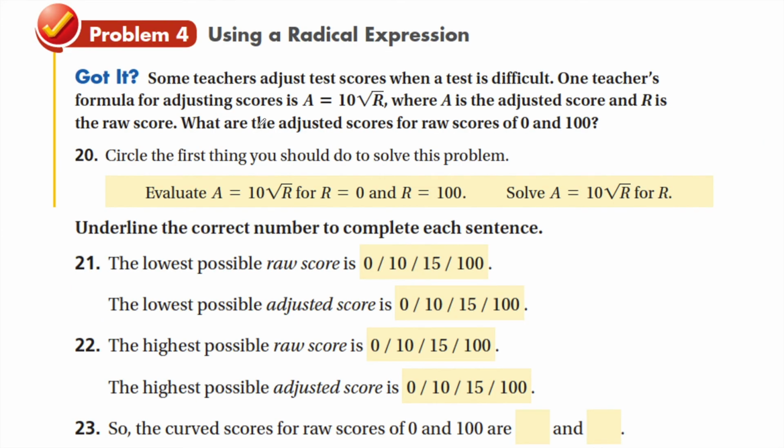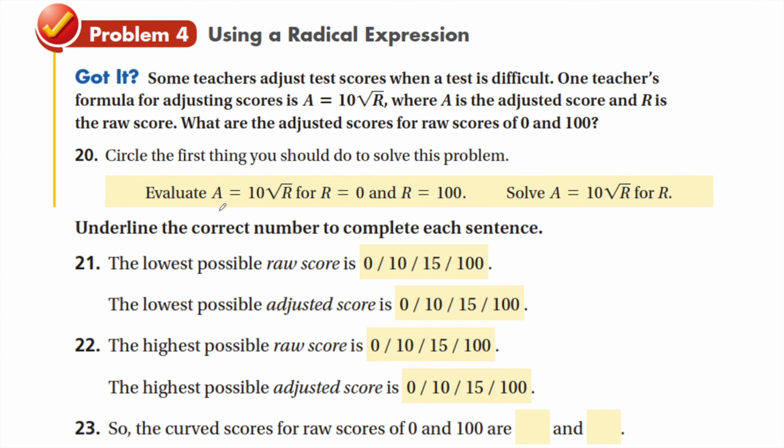Problem 4, using a radical expression. Some teachers adjust test scores when a test is too difficult. One teacher's formula for adjusting the scores is a equals 10 times the square root of r, where a is the adjusted score and r is the raw score. What are the adjusted scores for raw scores of 0 and 100? Circle the first thing that you should do to solve this problem.